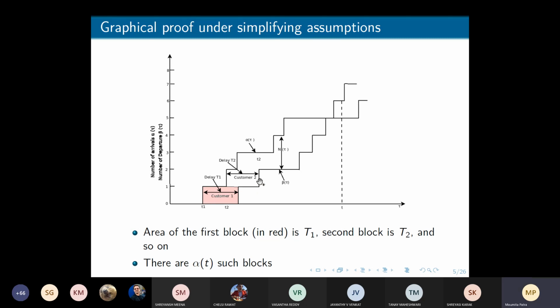Area of the second block, if you connect this one and find out the area of the second block, that will be t2, and so on and so forth, it will go on. And we know how many arrivals there are in the system? There are alpha t arrivals. So if we connect, there should be alpha t such blocks.